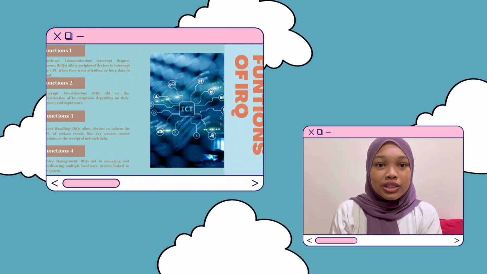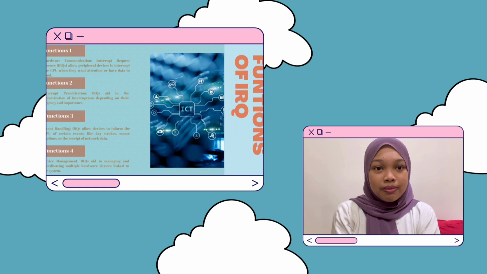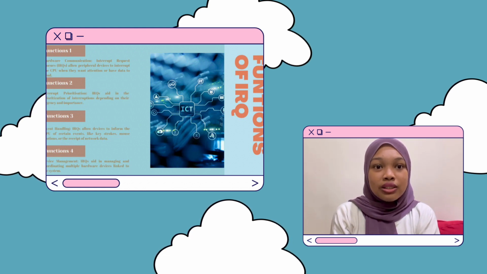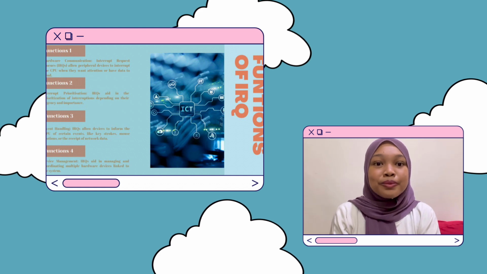The third one is event handling. IRQs allow devices to inform the CPU of certain events like keystrokes, mouse motions, or the receipt of network data. The CPU can respond by executing the relevant software routines or initiating activities.